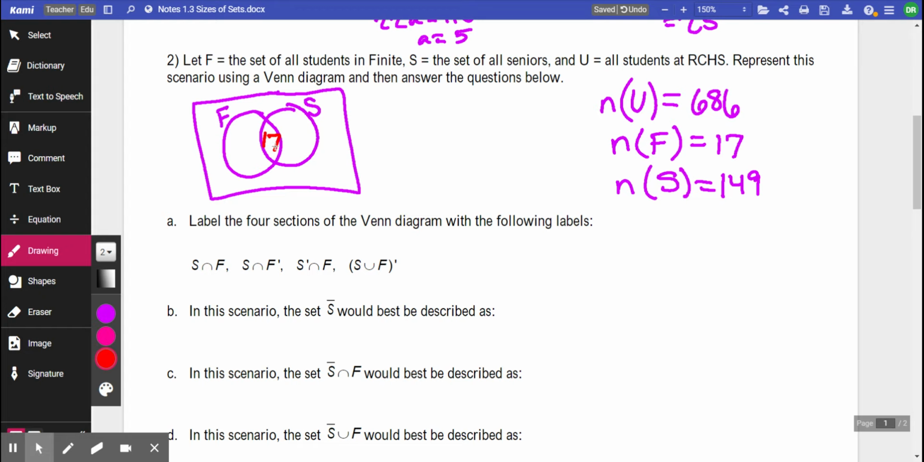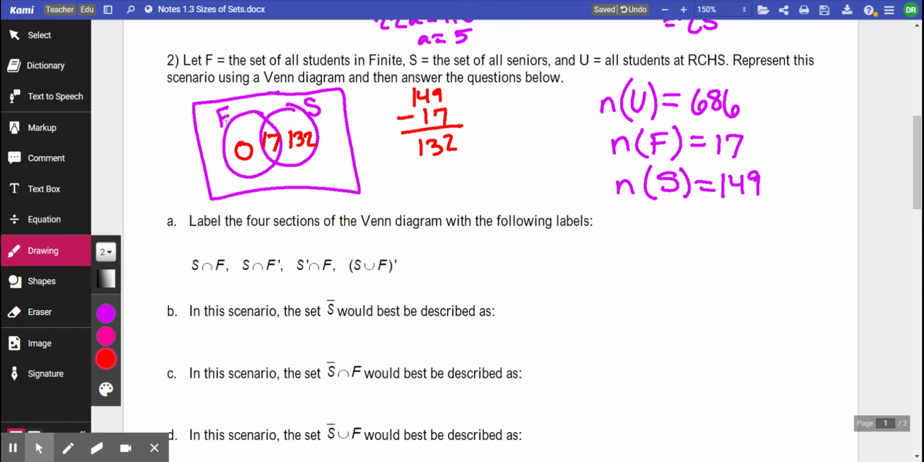the overlap because you guys are also seniors, which means that we don't have anybody that's just taking finite that isn't a senior. And the number in S then isn't going to just be 149. The total is 149, but in this portion right here, it means only seniors, but not in finite. So if we subtract that overlap, if we subtract that 17, we're going to come up with 132.